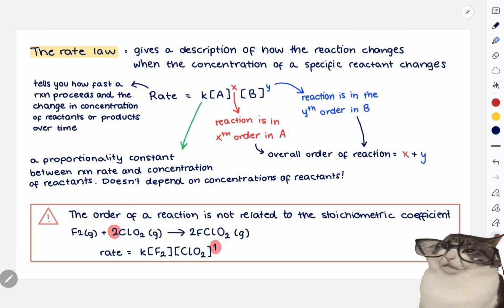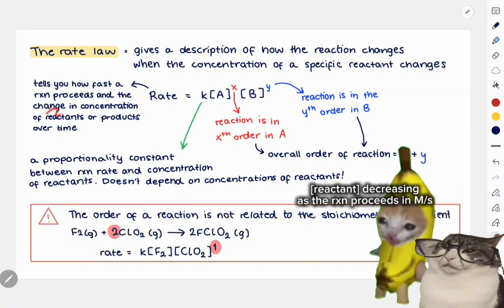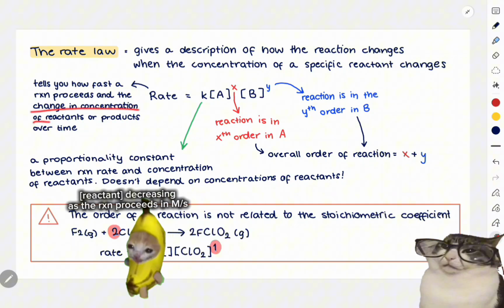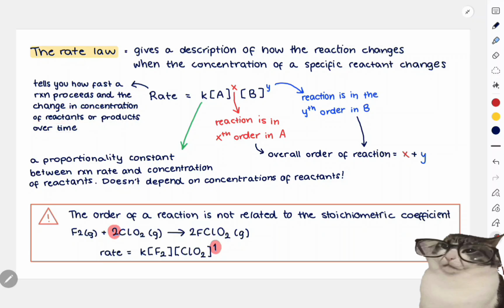I went ahead and wrote down what each of the components of the rate law signify. So the rate tells you how fast a reaction proceeds and the change in concentration of reactants or products over time. K is a proportionality constant between the reaction rate and concentration of reactants. However, it doesn't depend on the concentration of reactants. K usually depends on the temperature as well as whether or not there is a catalyst present during the reaction.